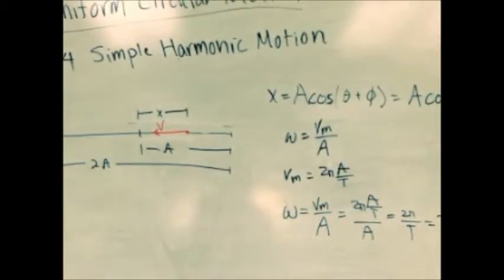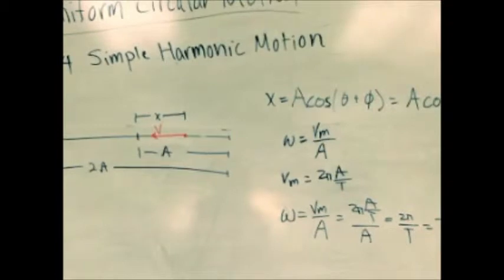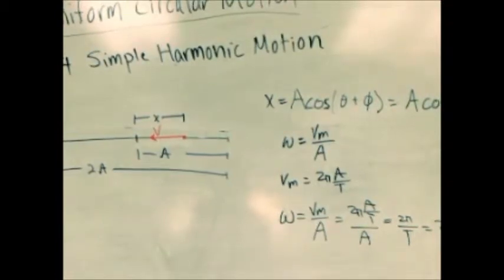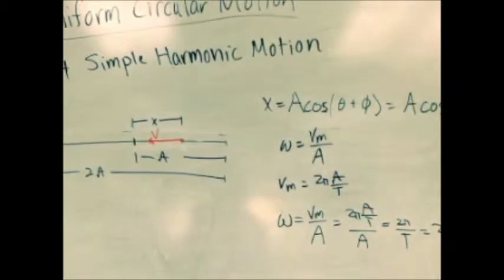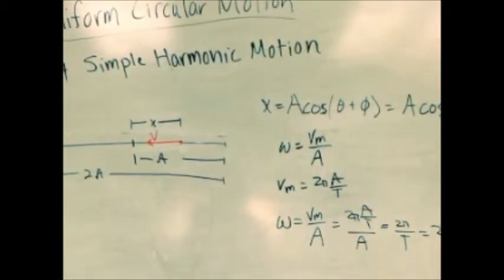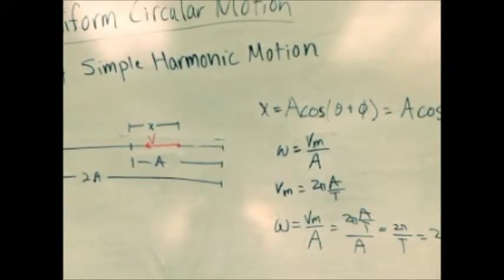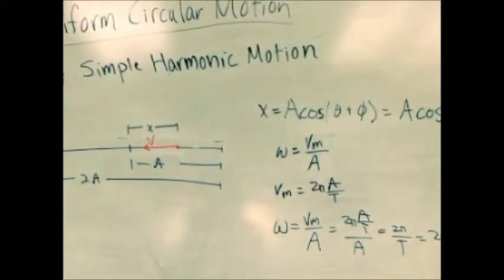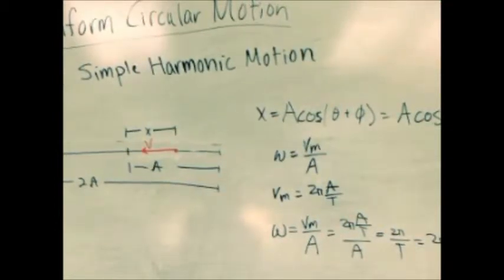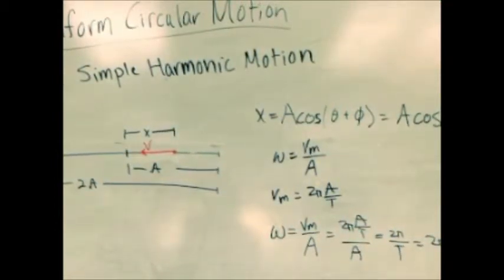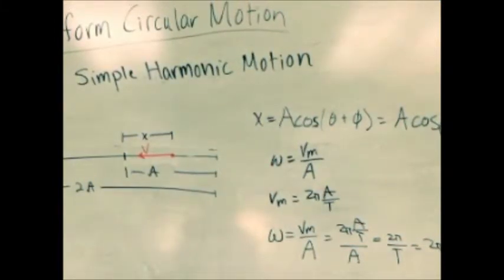So this is the side view, and because we know that it's only in the x direction when viewed, uniform circular motion is seen as simple harmonic motion. We can apply the simple harmonic motion equation to this side view. And we know x is equal to a cosine of theta plus phi, where theta is equal to omega t, where omega is the angular velocity of the object moving in uniform circular motion.